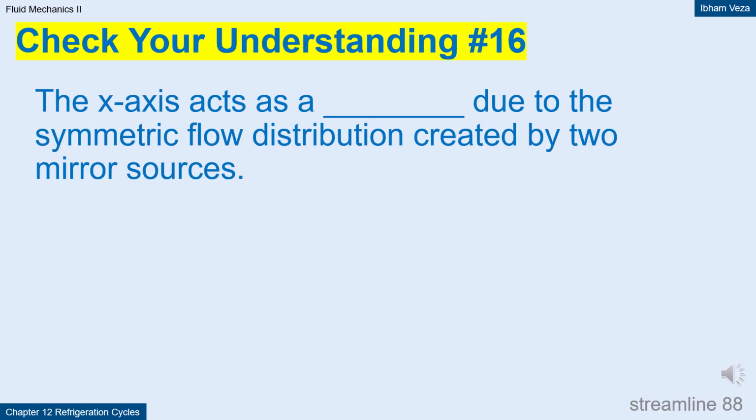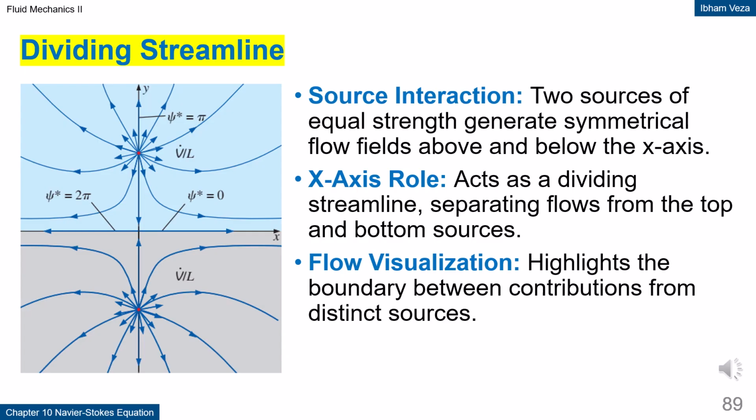Check your understanding number 16. The x-axis acts as a streamline due to the symmetric flow distribution created by two mirror sources. Dividing streamline.